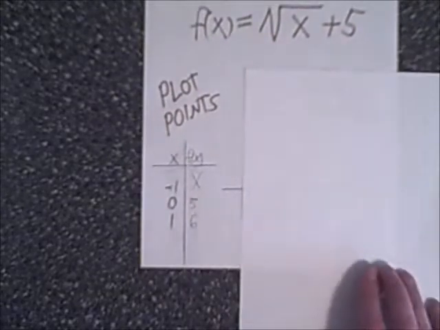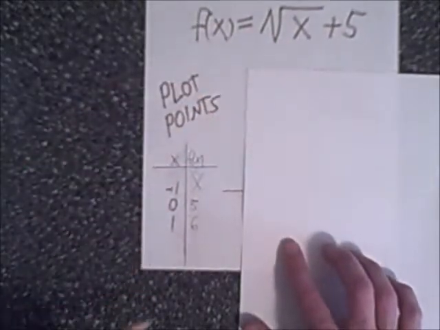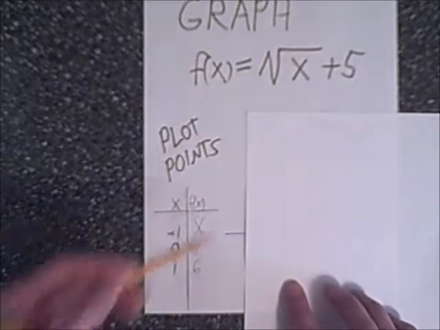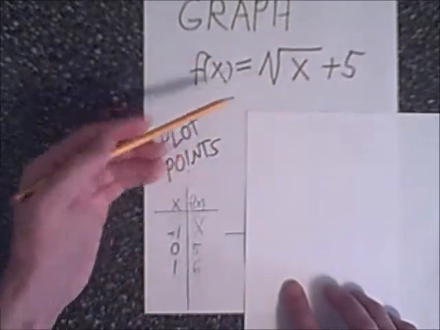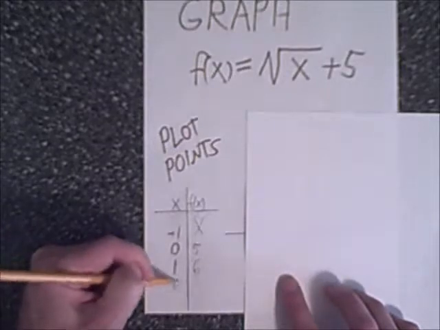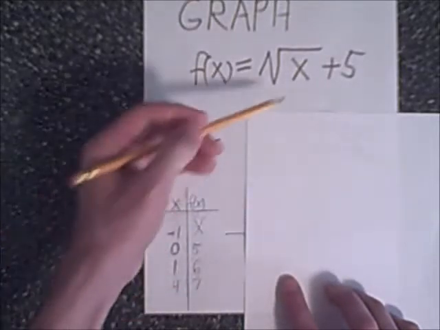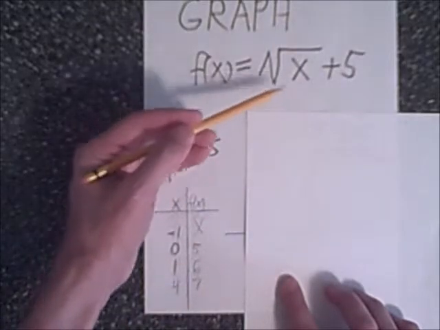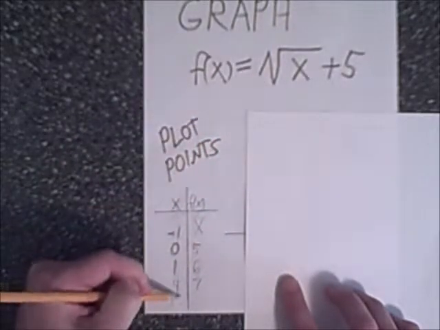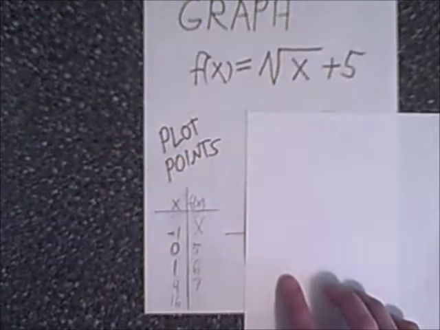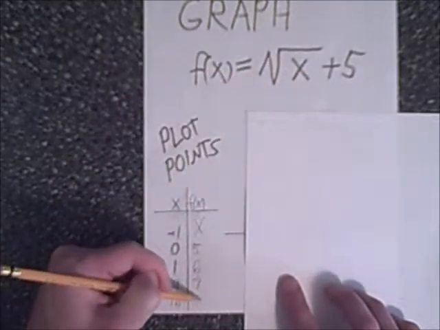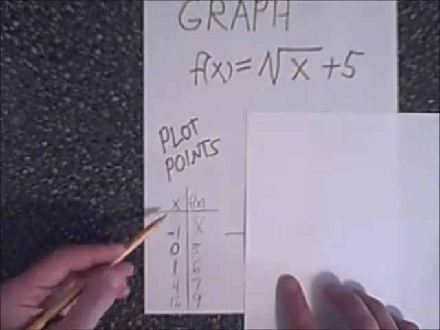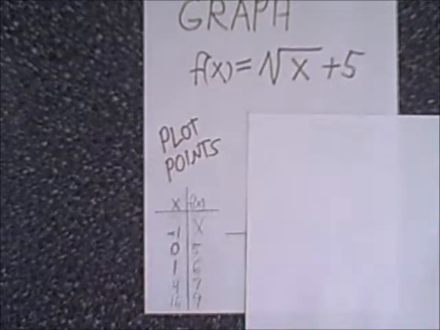Okay. And then I could put in 2, but the square root of 2 is kind of a tough number to figure out. So what I'm going to do is put in 4. Square root of 4 is 2 plus 5 is 7, so 4 is 7. And let's skip up and go up to 16. So if we put in 16 as x, the square root of 16 is 4, plus 5 is 9. So I used some perfect squares. And you can see how quickly the x moves relative to the f of x.